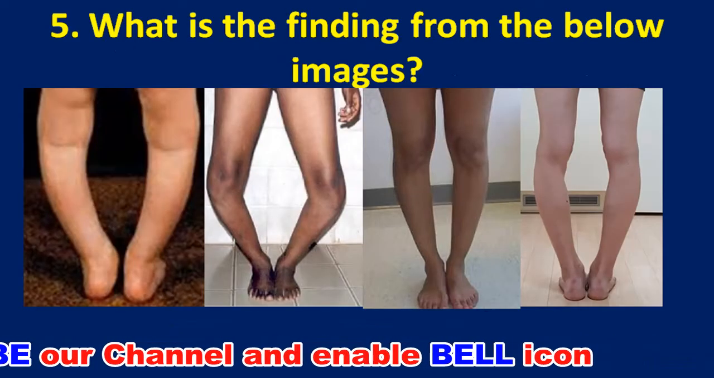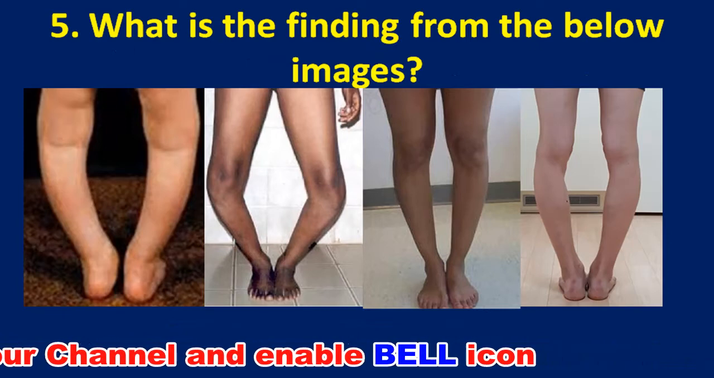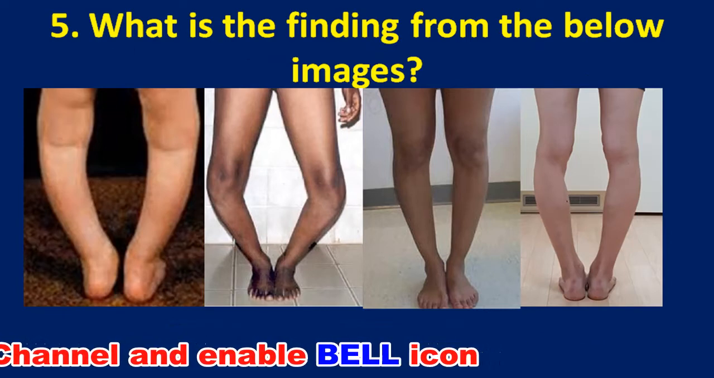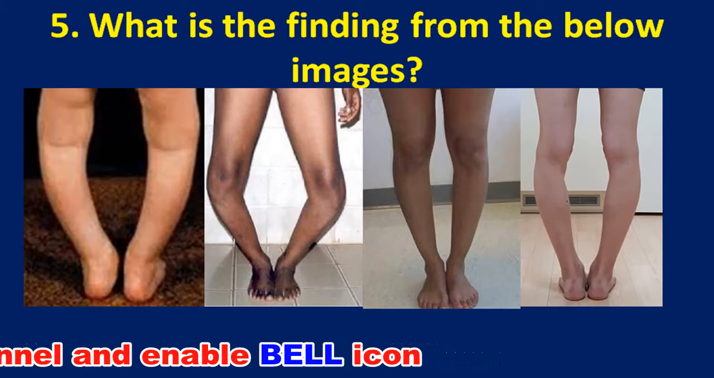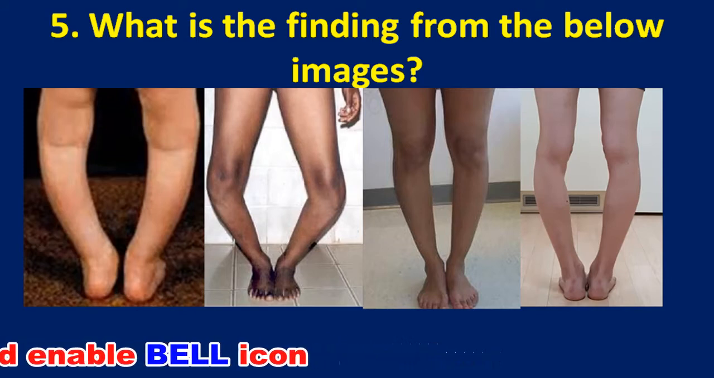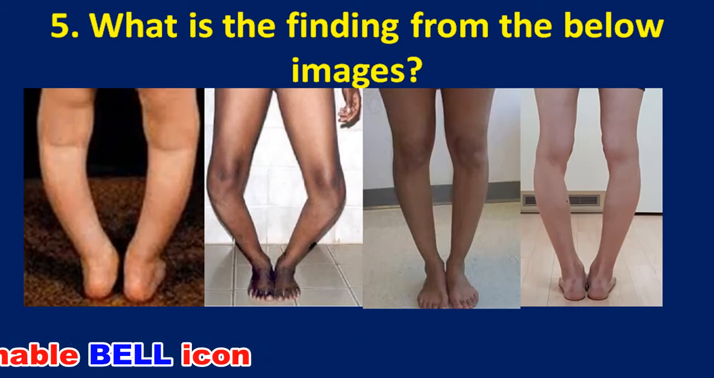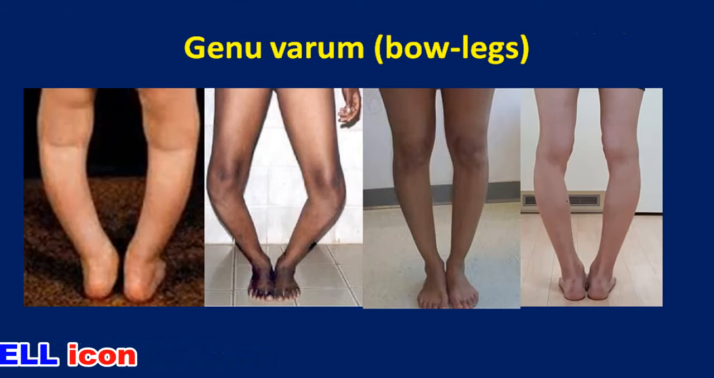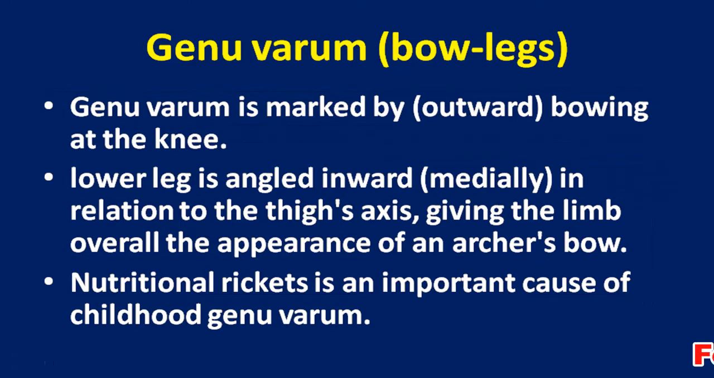Fifth question, what is the finding from the below images? The images show lower limb abnormality of children. So you should tell what is the abnormal finding from these images. The abnormal finding is Genu varum or bow legs. Genu varum is marked by outward bowing at the knee.